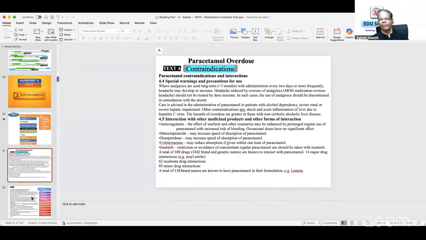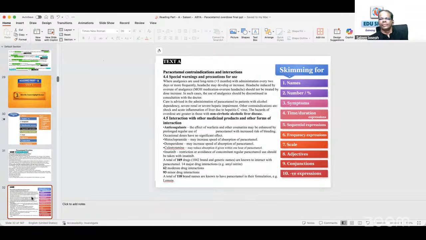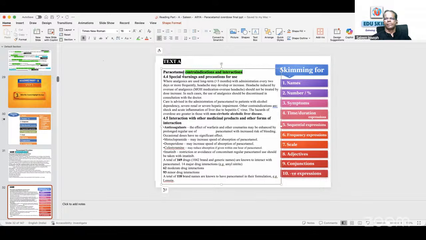Now, you'll have to identify these things here. Headings and subheadings we have already seen, so we need not worry about them. Long term, 3 months, more than 3 months. 2 days or more, headache. Headache is a symptom, right?